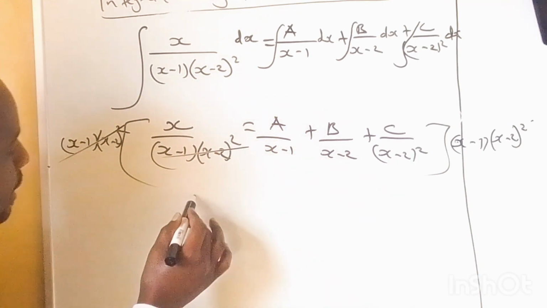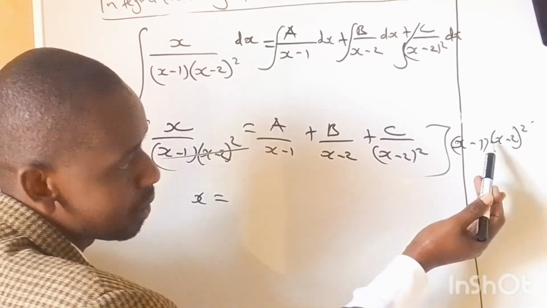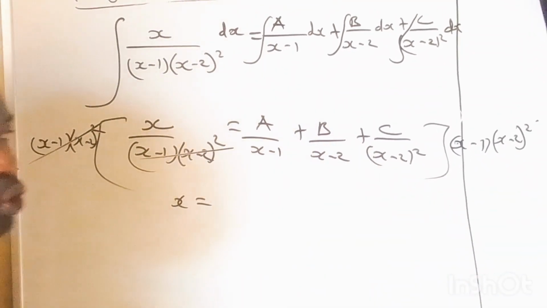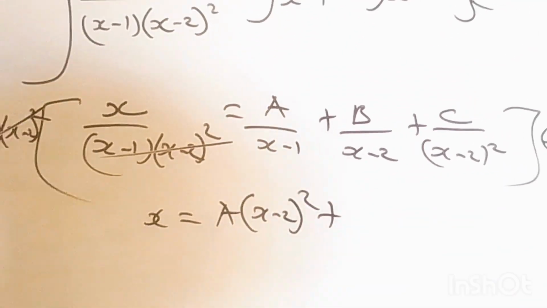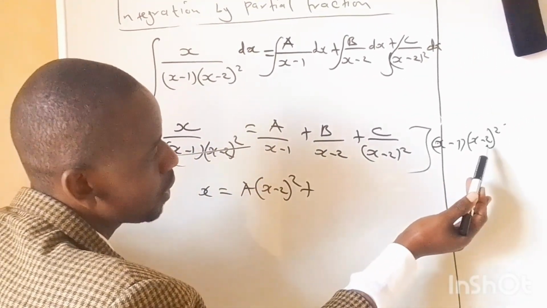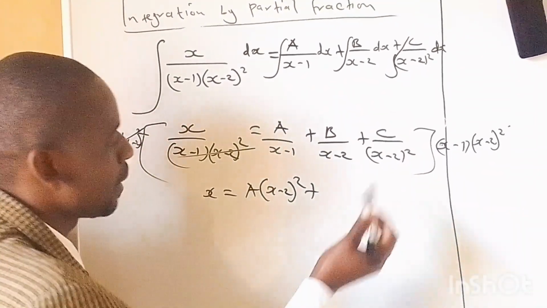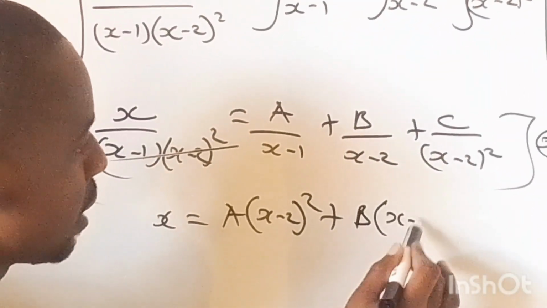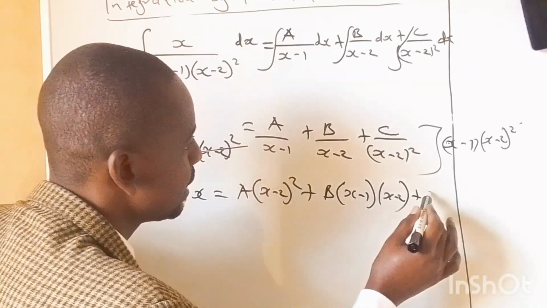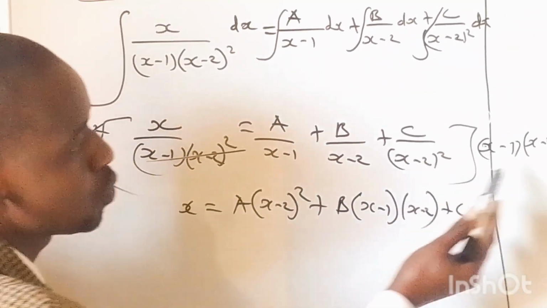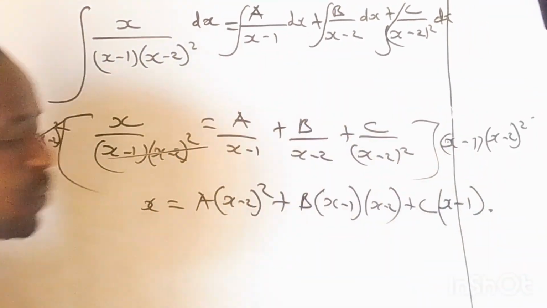So we remain with x is equal to, so x minus 1 goes here how many times? You can see it will cancel that one out, and we remain with (x minus 2) squared. So we have A times (x minus 2) squared, plus, x minus 2 will cancel, and we shall remain with x minus 1 and x minus 2, so we have B times (x minus 1)(x minus 2). Then the last part will be C, and x minus 2 squared will cancel, leaving x minus 1. So that is the first procedure.